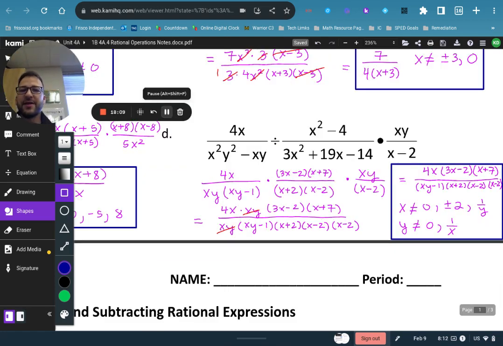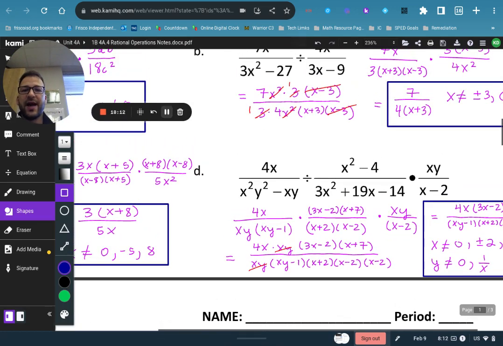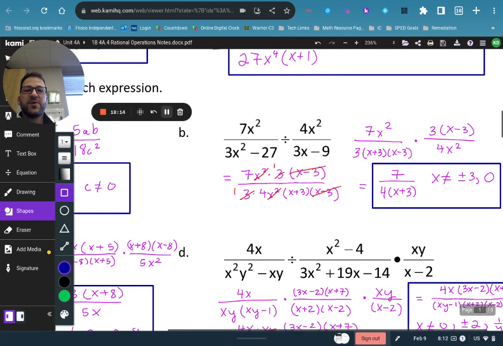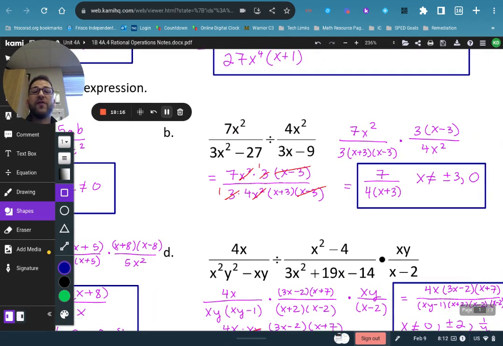All right, y'all, let's talk about these really quickly. So let's look at B first. B is relatively straightforward. 7x squared over, factoring out the 3, we get 3 times x squared minus 9. That factors into x plus 3, x minus 3.